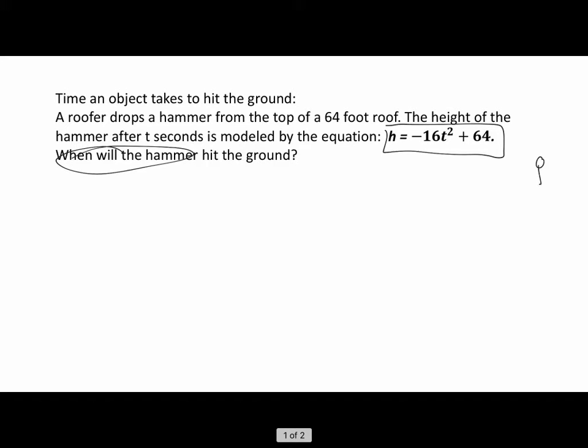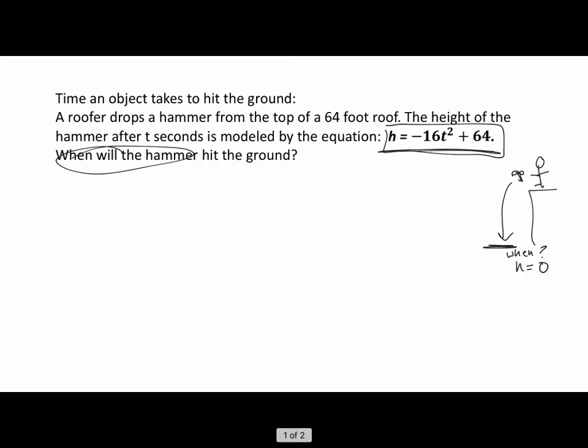Okay, so you got somebody standing on top of a roof. They drop their hammer. Whoop. And we want to know, when does it hit the ground? So, if this equation models the height, what is the height at the ground? The height on the ground is going to be 0. That's why the hammer stops, because there's nowhere else to go.